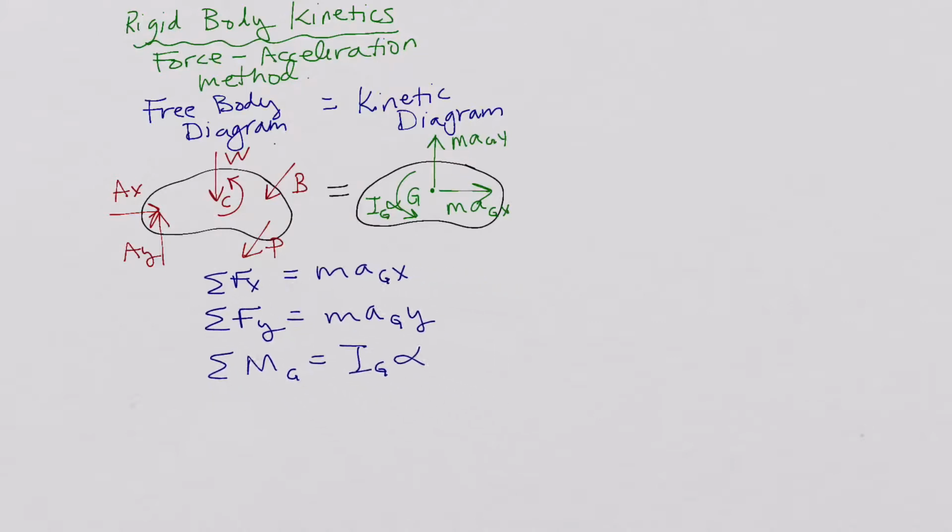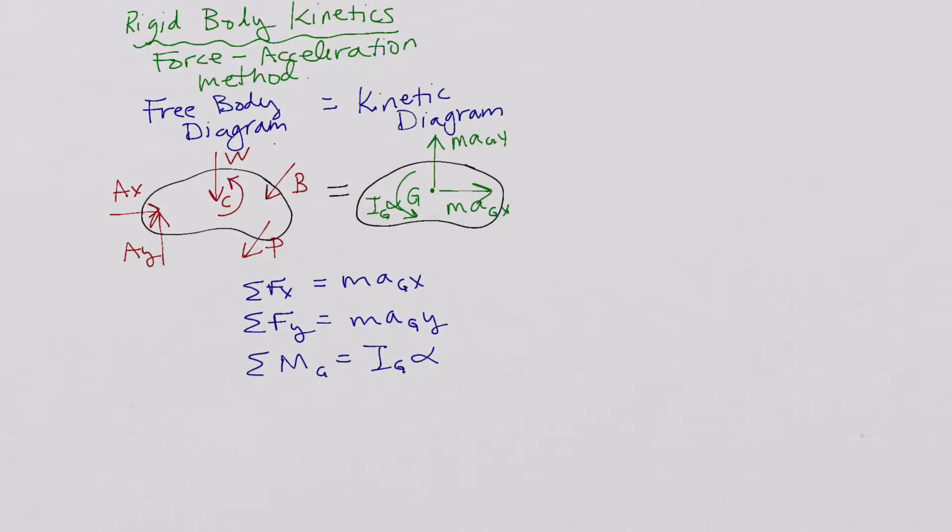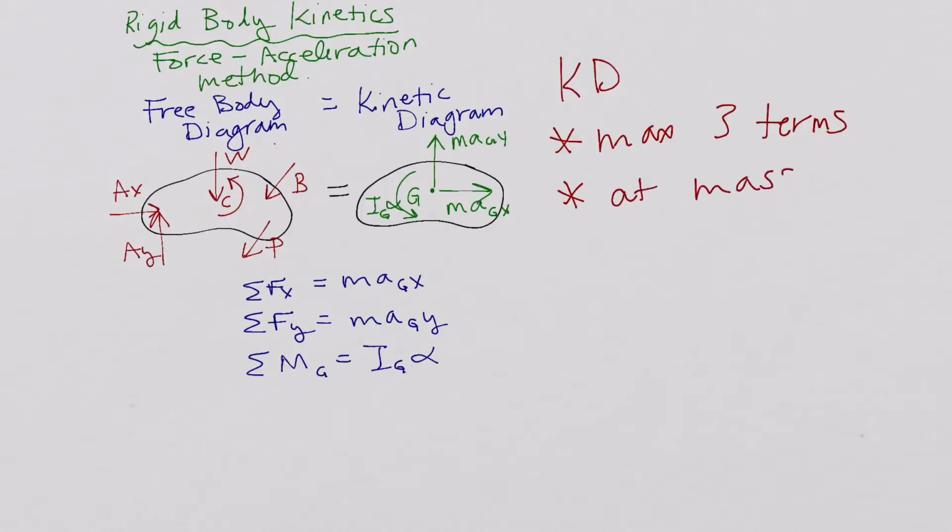So I'm just going to move these. In the case of the kinetic diagram, which we'll just call KD, it can have a max of 3 terms. Those are m a_G x, m a_G y, and I_G times alpha. And it's always at the mass center, at the center of gravity.